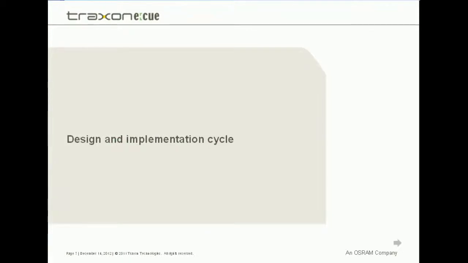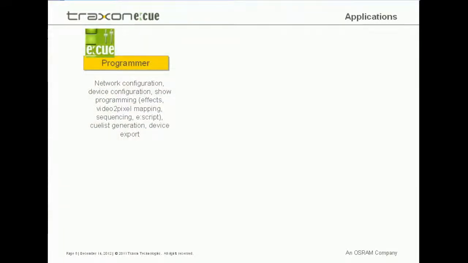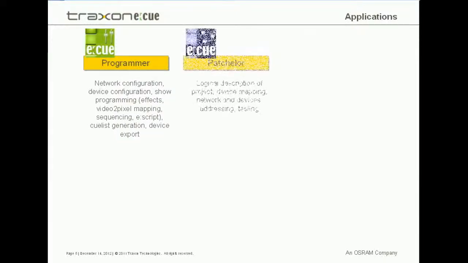The design and implementation cycle also leads us to the single components of the lighting application suite. The programmer is the very central element in this software suite. It is used for configuring the network, for configuring all the devices in the project, and in the end creating and testing the show, including effects, video to pixel mapping, sequencing, and cue list generation.